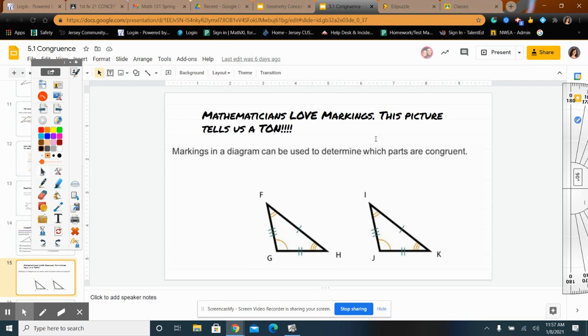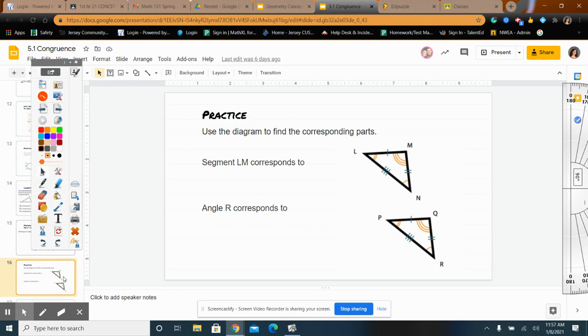Because mathematicians love to do these markings, this statement will tell us which ones match. Look, F has 2, I has 2, G has 1, J has 1, H has 3, K has 3. So you can see where all the matching is. And 3 and 3 tick marks, 1 and 1, and 2 and 2. Well, what we can do with these matching marks is we can find the pairs way quicker. So find the corresponding parts. What does LM match to? Well, LM has 1. What has 1 here? It's PQ. And they wrote segment PQ, but we can just write PQ with a segment bar because we're smart here.